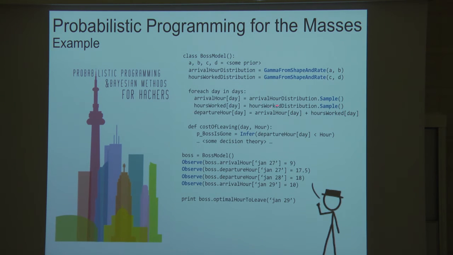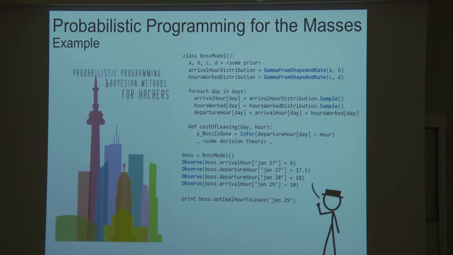The number of hours that they're going to work is going to be a sample from this hours worked distribution. And then the hour at which the boss departs is some deterministic function here. It's just the arrival hour plus how long they worked. Okay, so this is a very simple model.